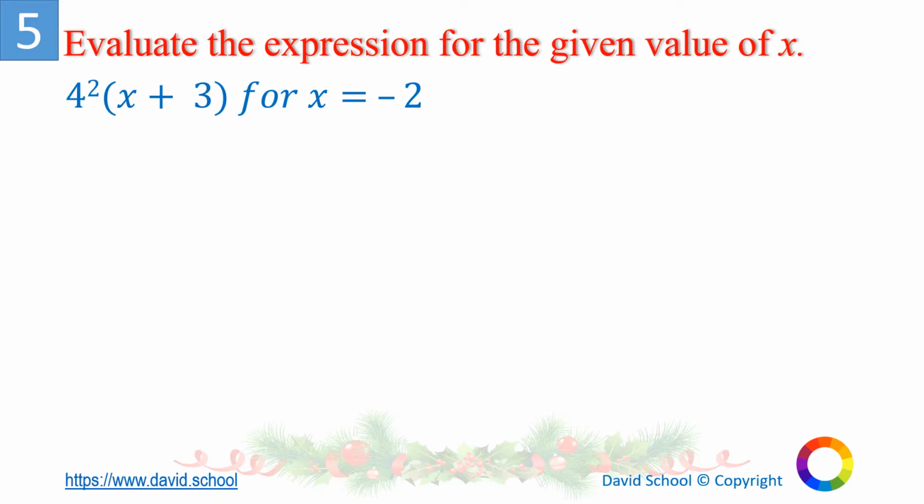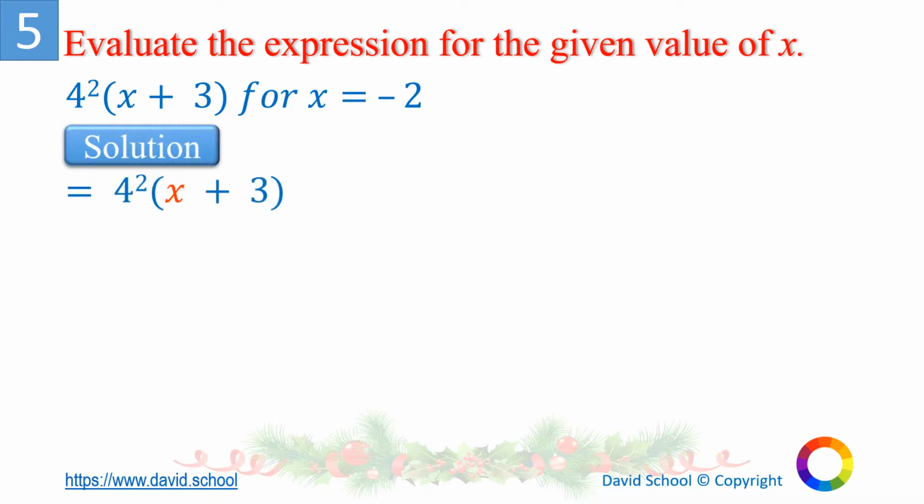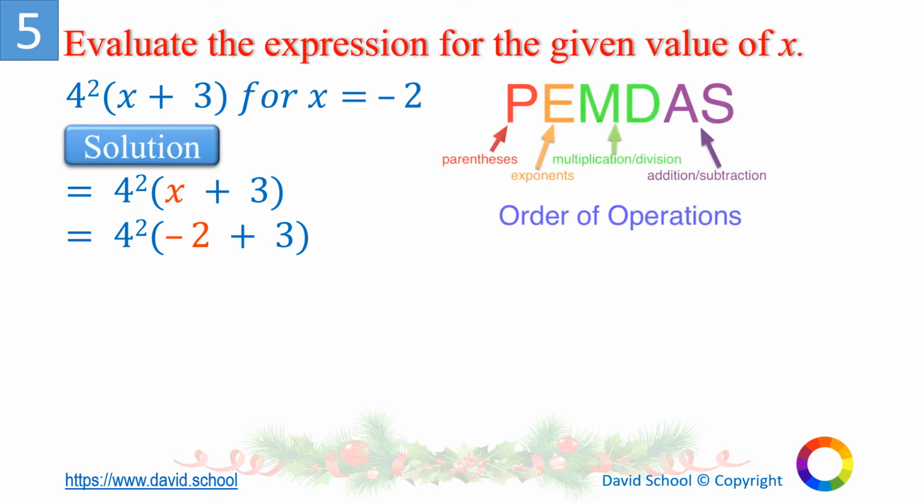Before we use order of operations, first we substitute x is negative 2 for x. X value is negative 2. Replace x by negative 2. Now this looks like a numerical expression. Therefore, we follow the order of operations. And then exponent, 4 squared is 16, times 1, which is 16.